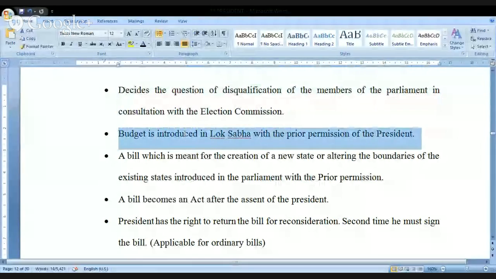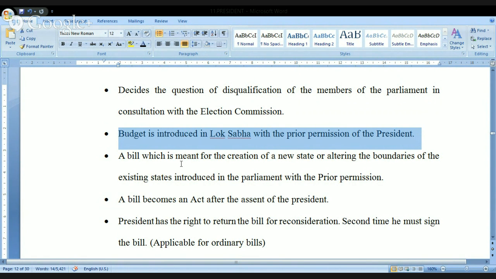next point. Look at this. Budget is introduced in the Lok Sabha with the prior permission of the President. Already we have understood some points like money bills. All money bills are introduced in the Lok Sabha with the prior permission of the President. And when it comes to the budget, budget is also a money bill, and that budget will be introduced in the Lok Sabha with the prior permission of the President. I told you what is the meaning of the money bill. Let me not repeat this again here.